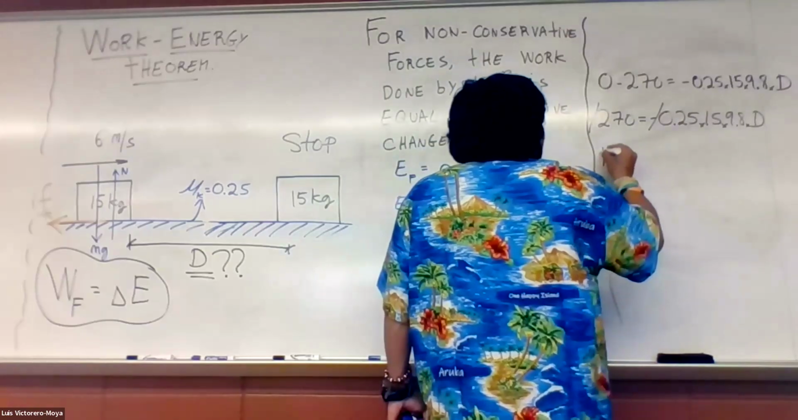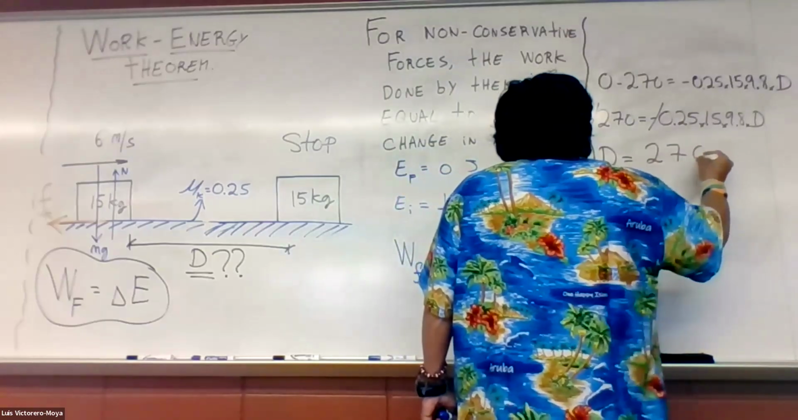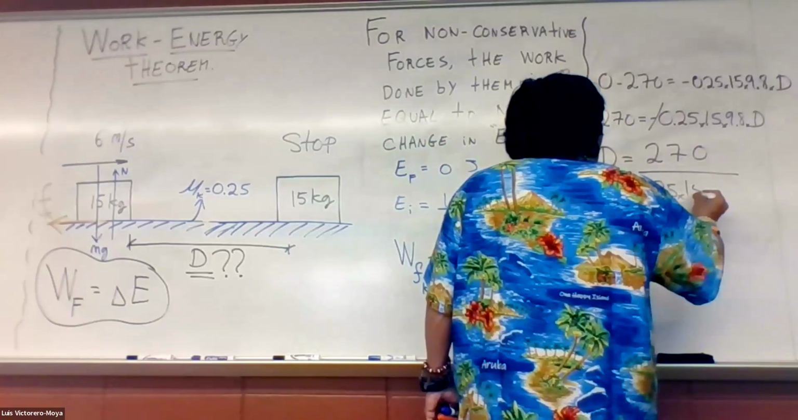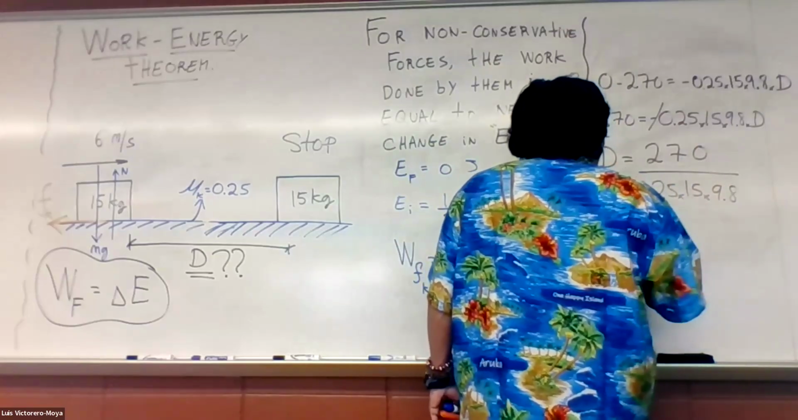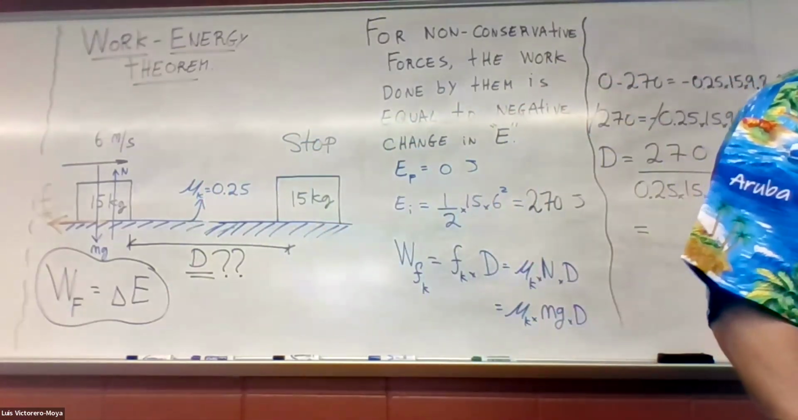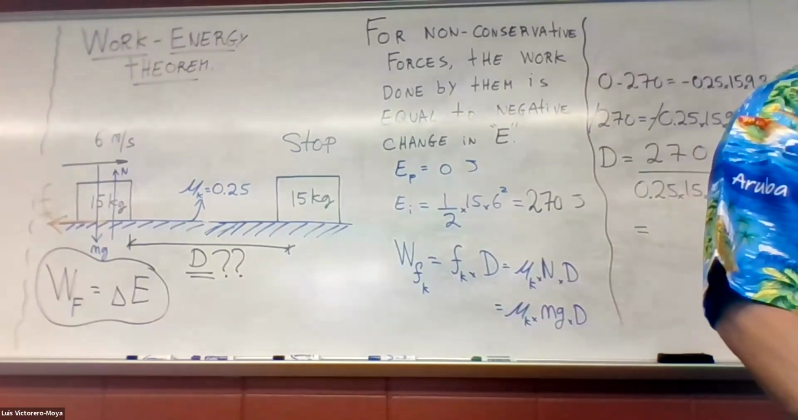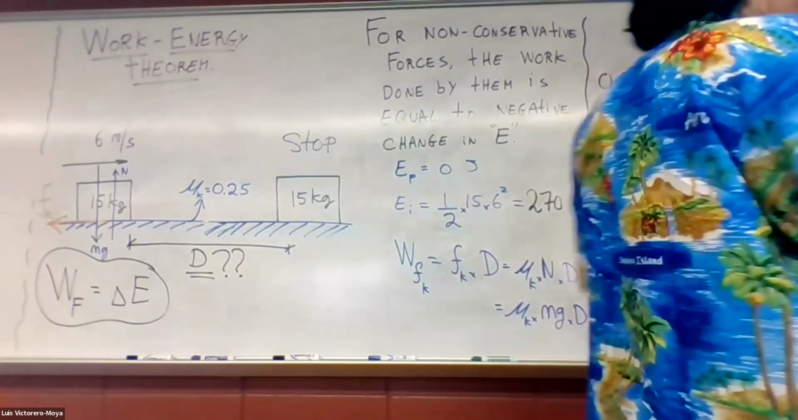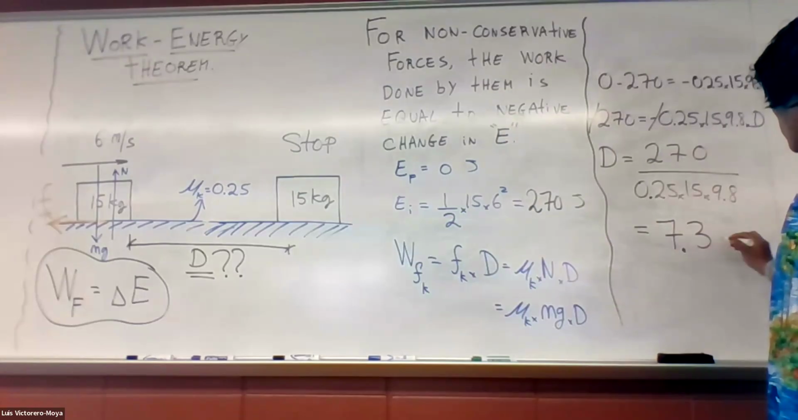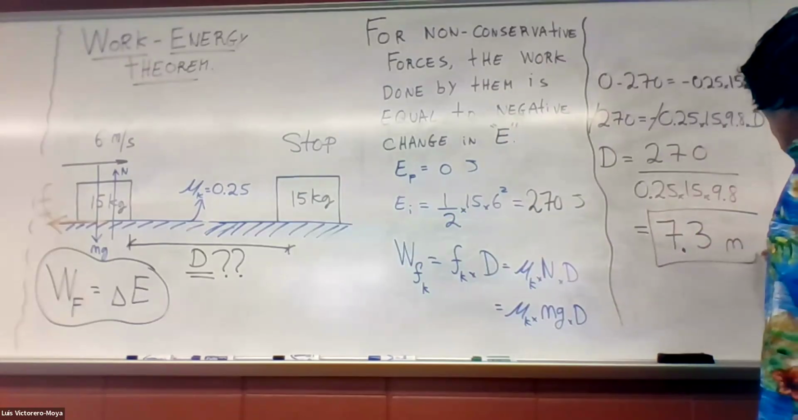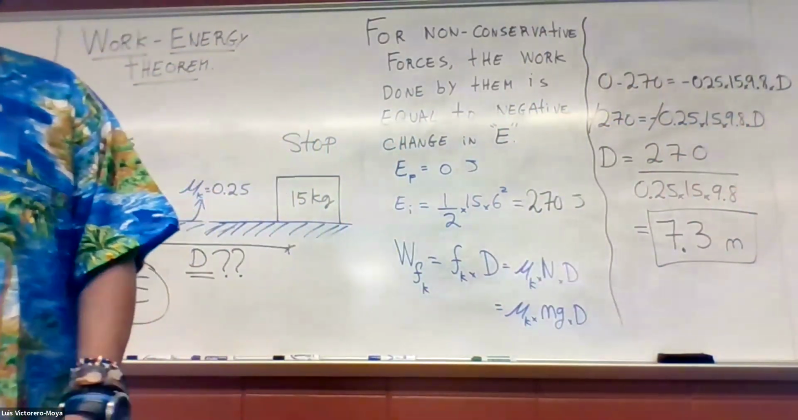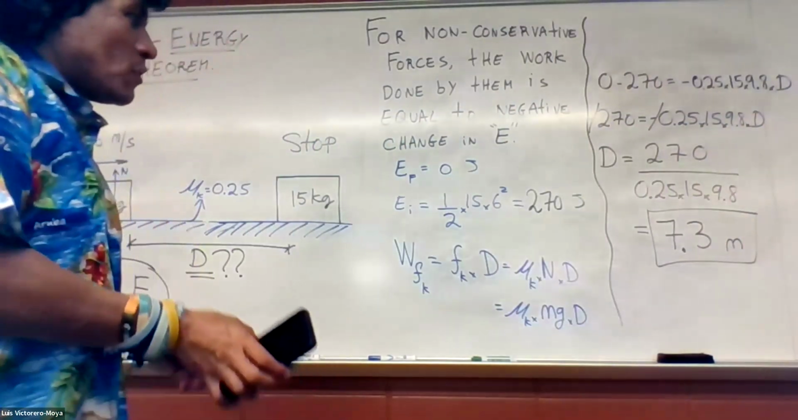So then distance is 270 divided by 0.25 times 15 times 9.8. All right, let's see what we get. 7.3 meters. So that's how much it traveled before it stops. Look at it. I can find distances and speeds without kinematics, just by using work and energy.